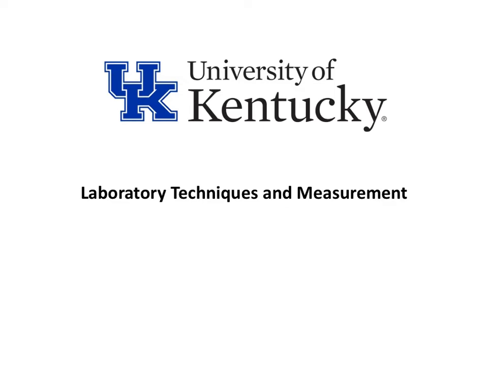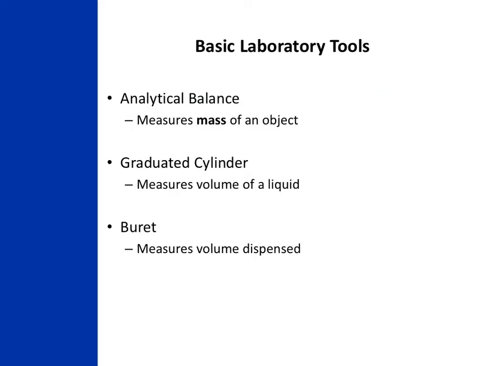In this lab experiment, we're going to learn how to make common laboratory measurements that are accurate and precise using common laboratory equipment. As part of this experiment, we're going to be looking at some of the basic laboratory tools used in the lab, such as the analytical balance, graduated cylinder, and a burette.